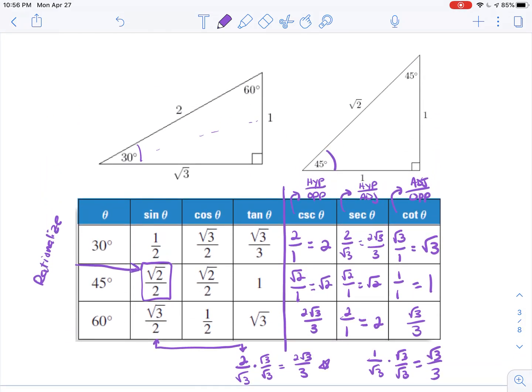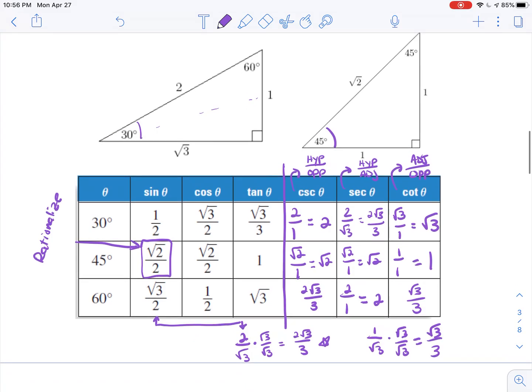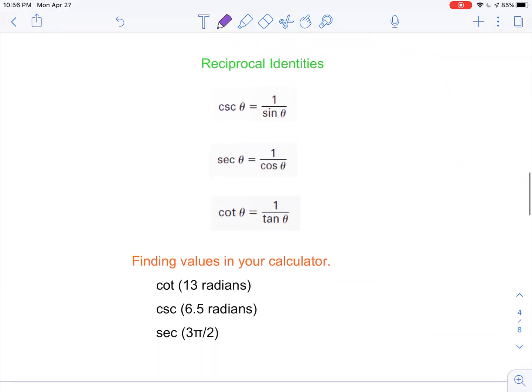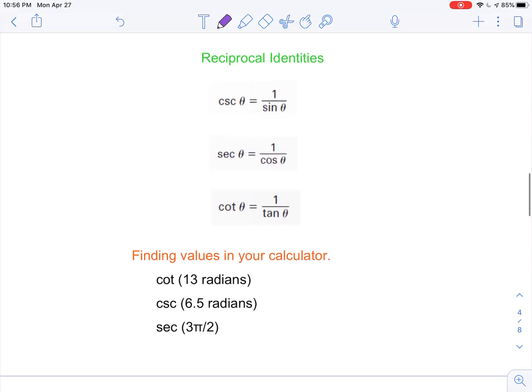Okay? So every calculation that we've done with sine, cosine, and tangent can be done with cosecant, secant, and cotangent. Which means that we're going to be doing all of the same calculations we did in 13-2 and 13-3, but with these 3 trig functions.